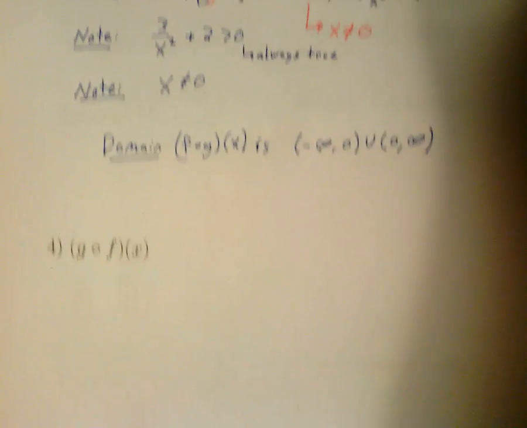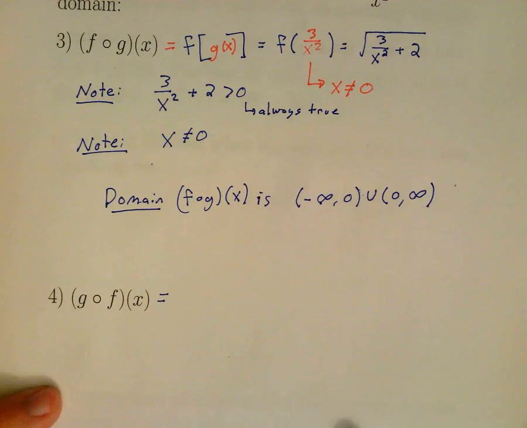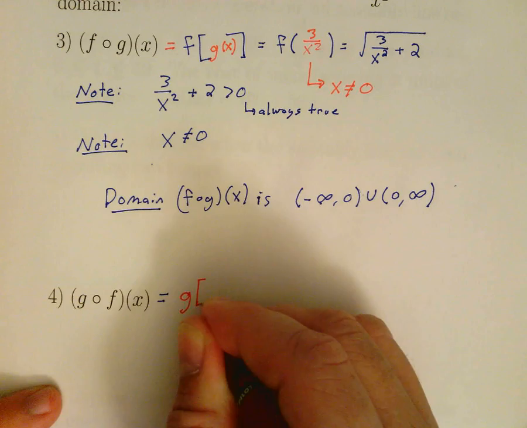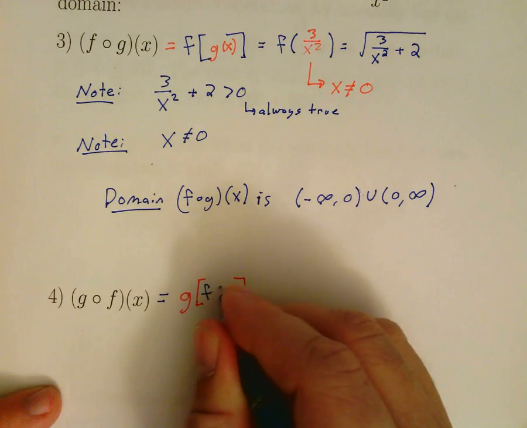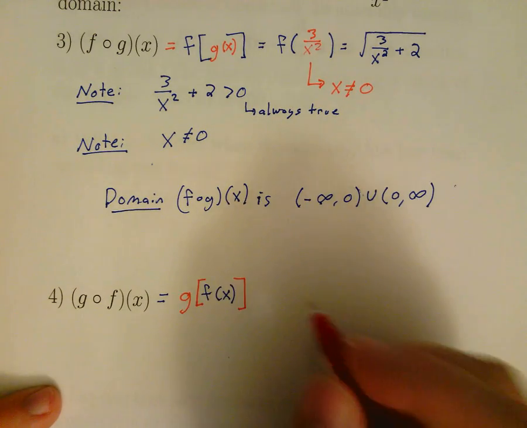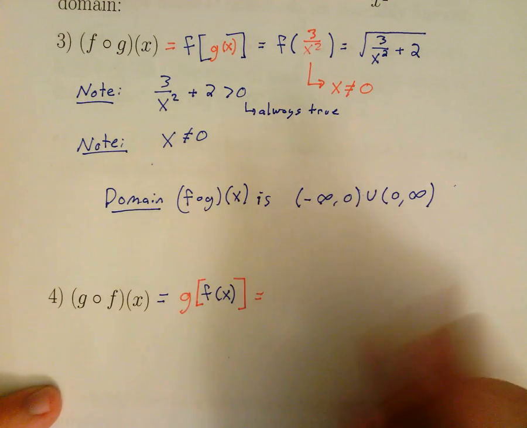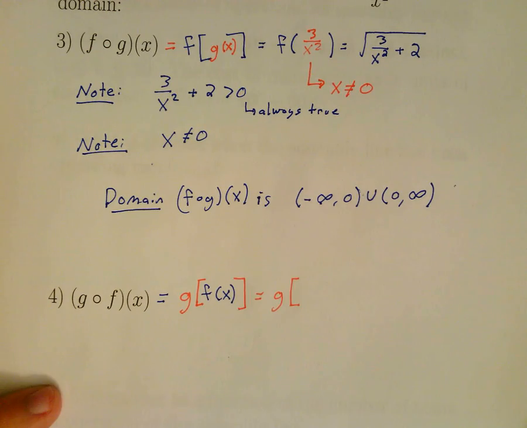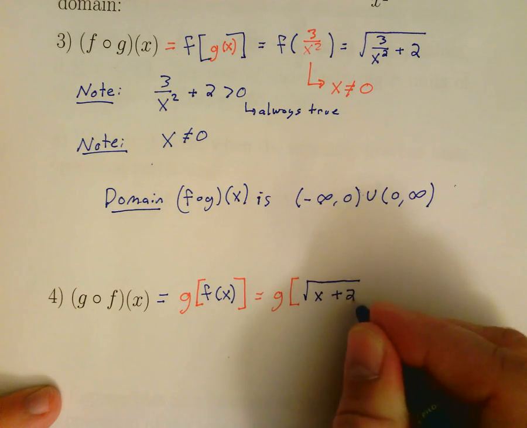Okay, now let's look at g of f. g of f is going to be, now we're going to have g on the outside, so g is the outside function, and the inside function is now going to be f of x. So our outside function is going to be the 3 over x squared. So basically it just reverses the roles of g and f. So g of the square root of x plus 2.